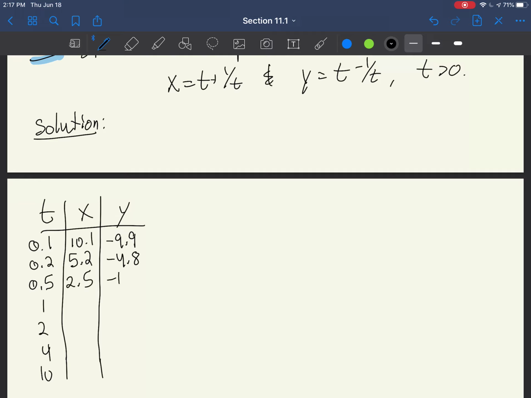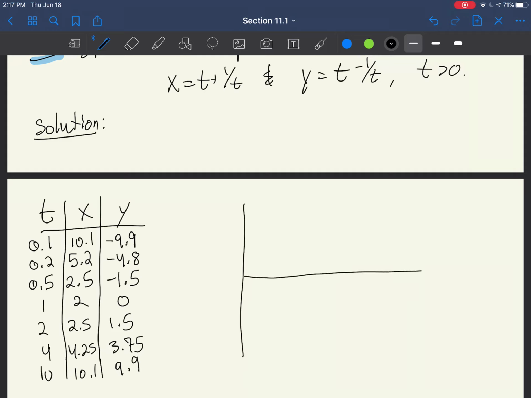For t equals 0.2, we have 5.2 and negative 4.8. For t equals 1/2, we have 2.5 and negative 1.5. For t equals 1, we have 2 and 0. For t equals 2, we have 2.5 and 1.5. For t equals 4, we have 4.25 and 3.75. And for t equals 10, we have 10.1 and 9.9.